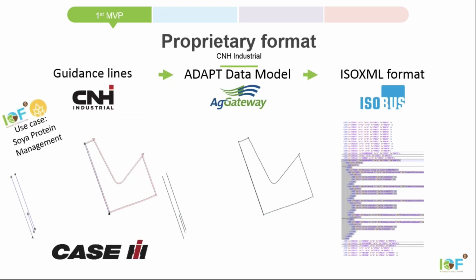Here you see the guidance lines from another use case inside IOF2020, the soya protein management use case. The data here was coming from a Case IH combine. The left is from software that could read a CNH proprietary format. The middle is the visualization of the ADAPT data model containing the data. And on the right is the created ISO.xml using the ISO.xml ADAPT plugin.